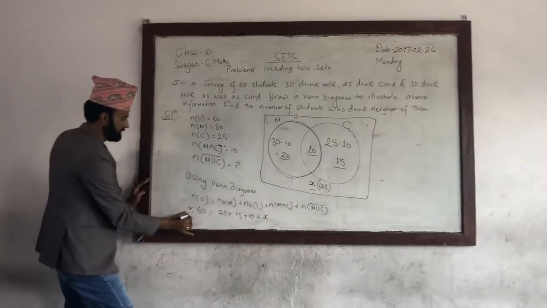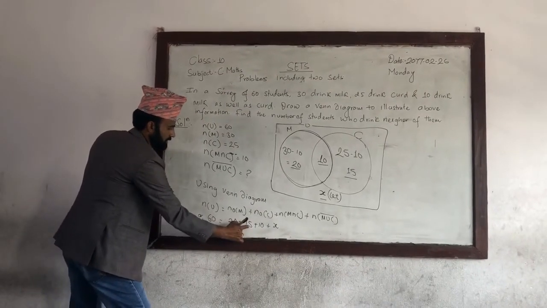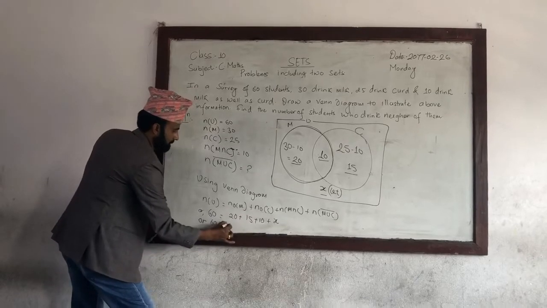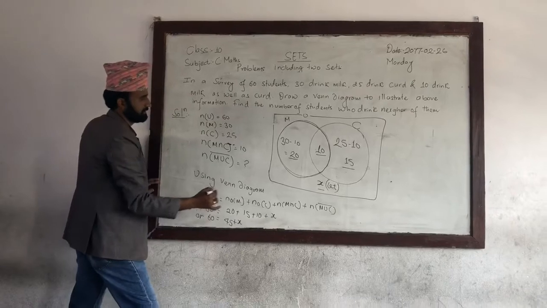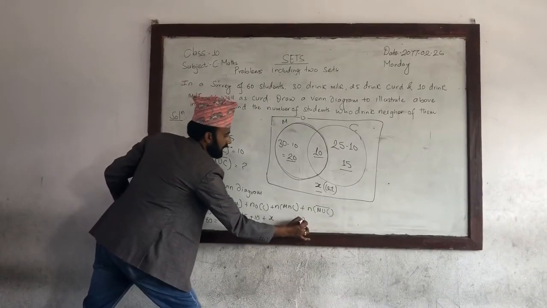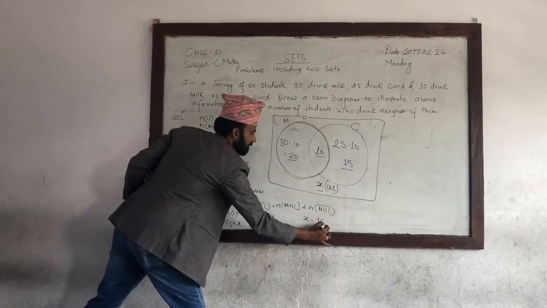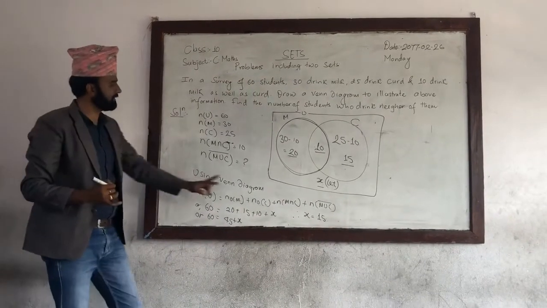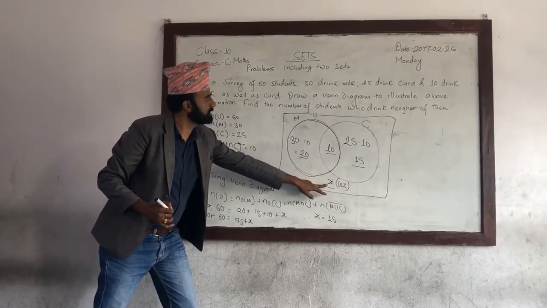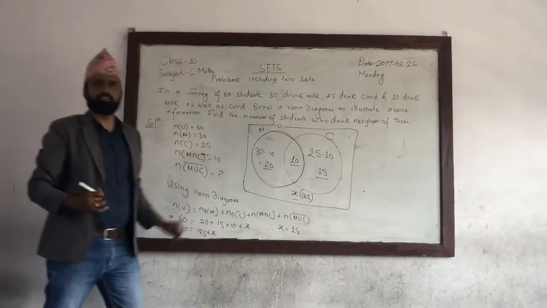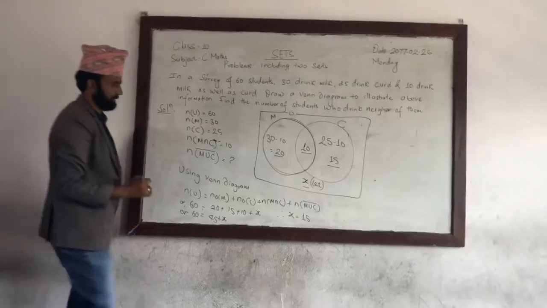Now solve it. 60 is equal to 35, 45. 45 plus X. Therefore, X is equal to 15. Now, what does X mean? X is the number of students who drink neither of them. Have you understood? Okay, thank you.